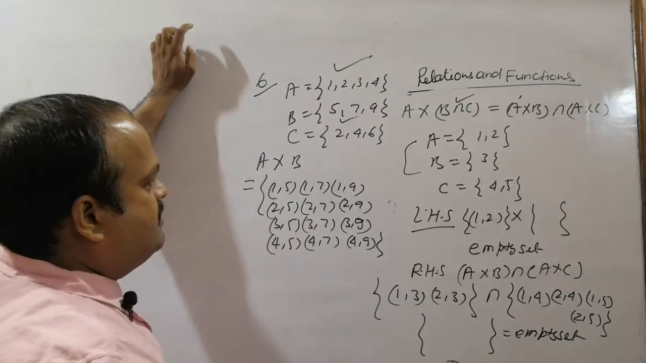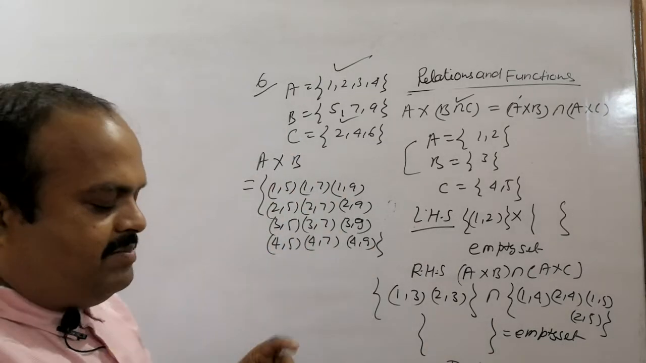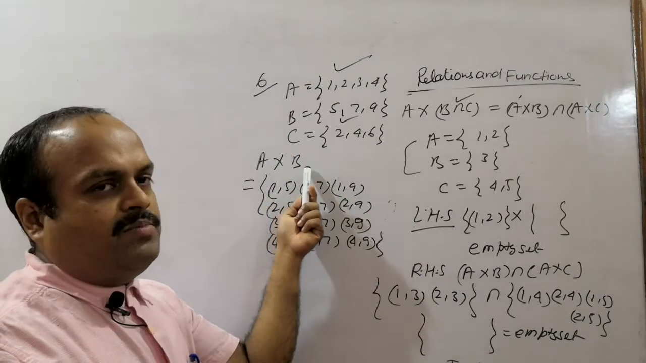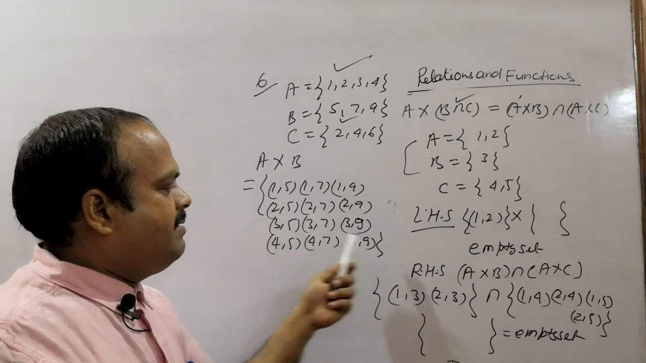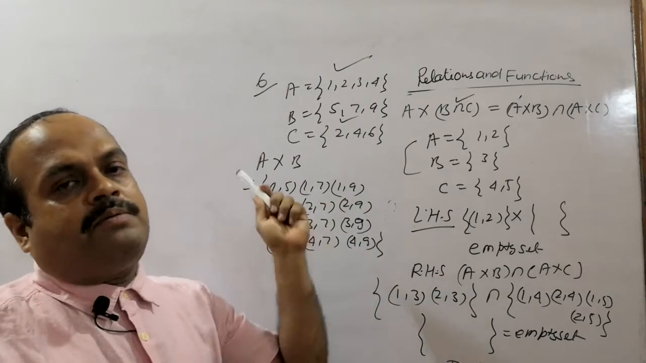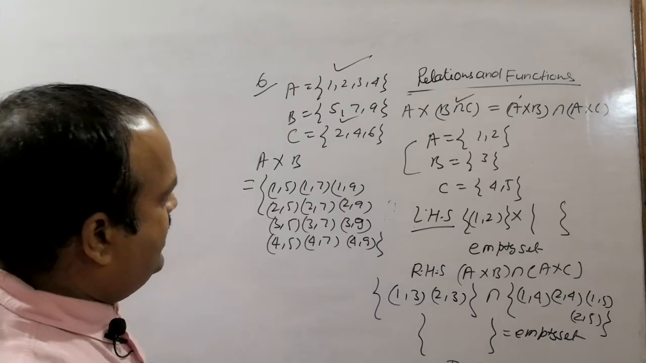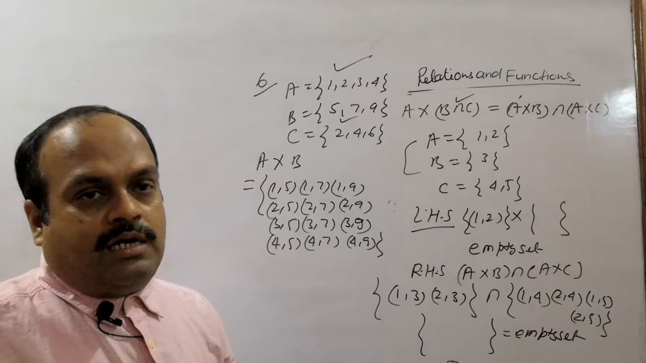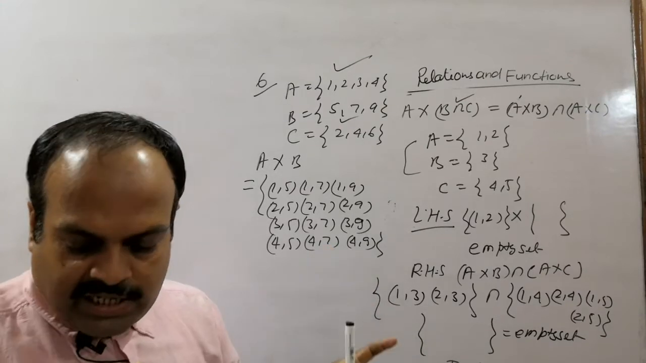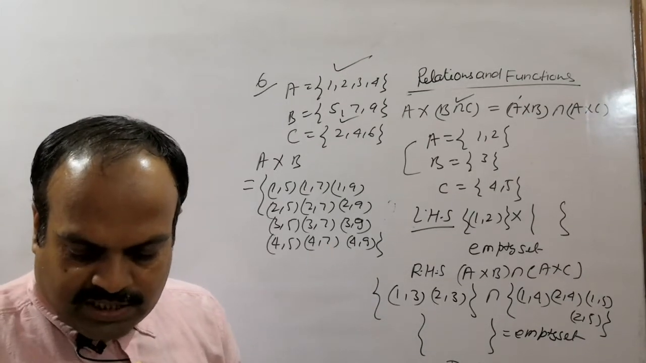4, 9. So A cross B, I mean the Cartesian product of A and B, will have 1, 2, 3, 4, 5, 6, 7, 8, 9, 10, 11, 12 elements of ordered pairs. Okay? We have to show the result on the graph. So let us show.